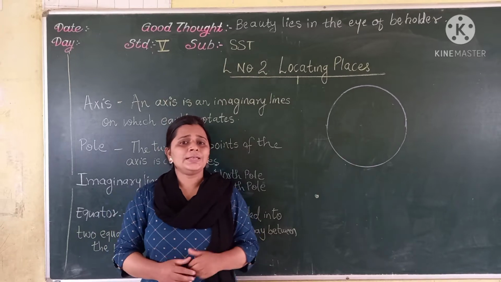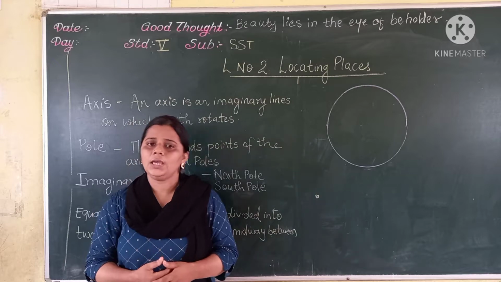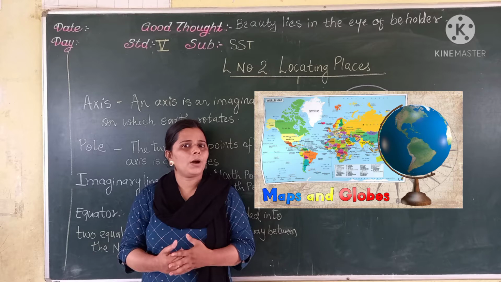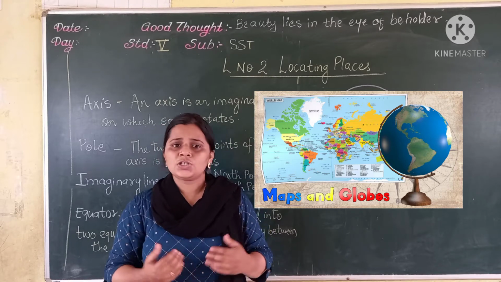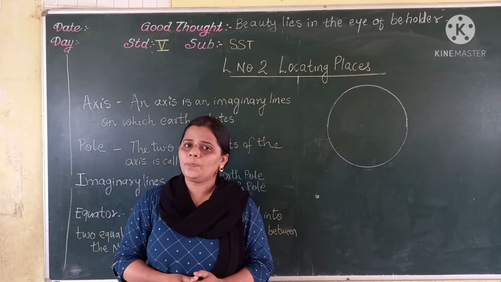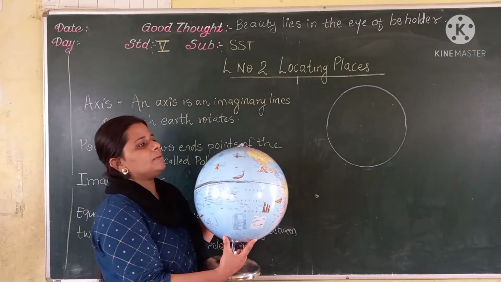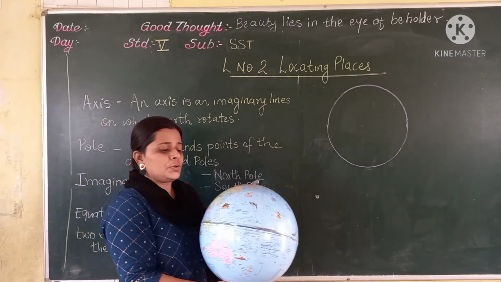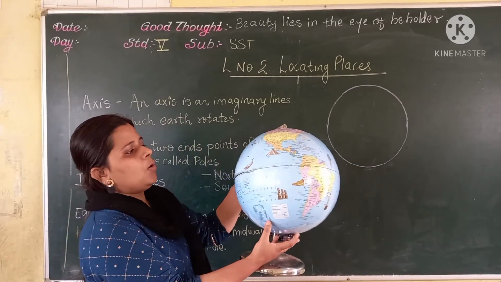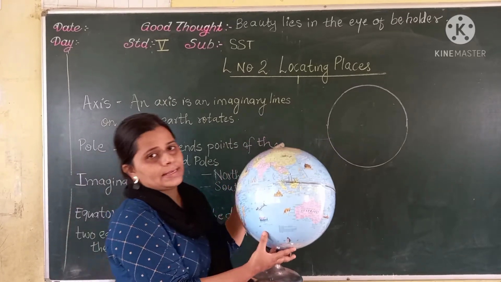Okay students, in lesson number 1, what have we studied? We have studied about the globe and maps. Right? Last week we studied about the globe and map. So students, can you tell me what is a globe? Yes, you are right. A globe is a model of Earth. So students, what can you see on the globe? You can see oceans, countries, cities, etc.